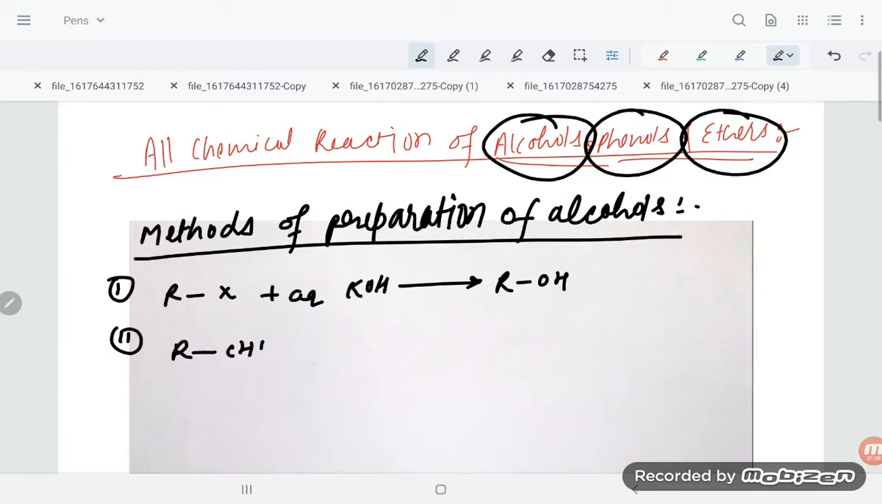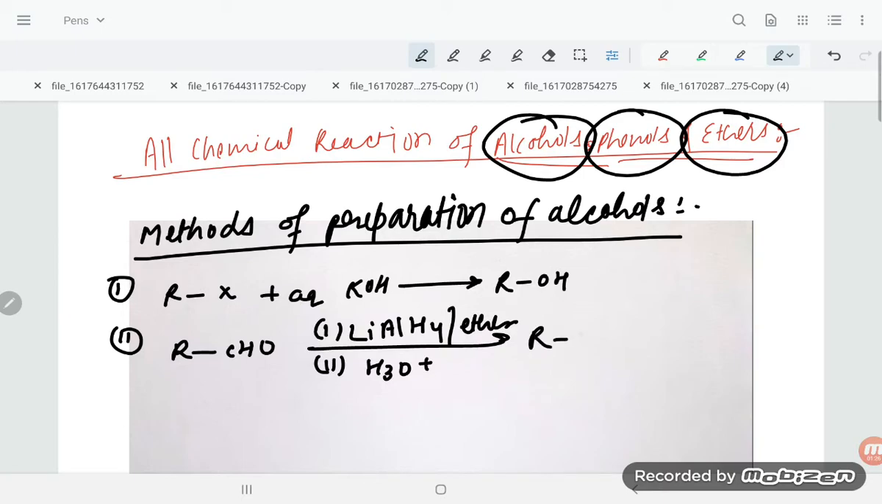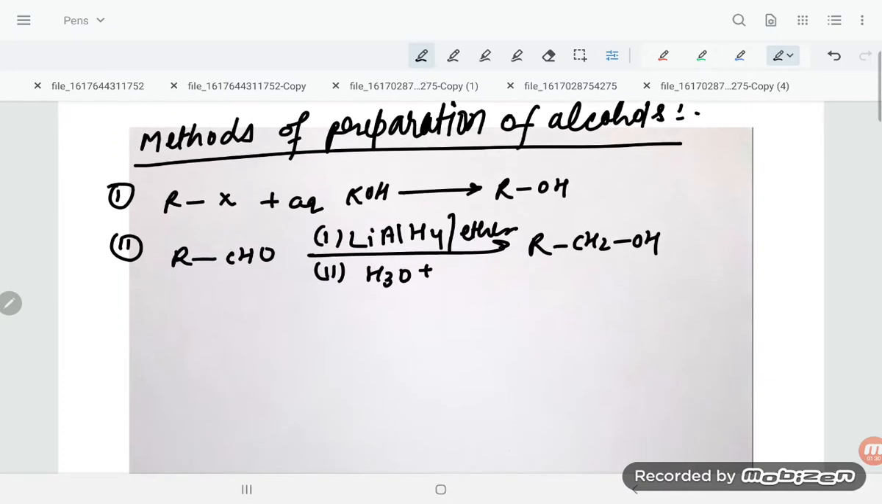Suppose you have RCHO and you take the normal reducing agent lithium aluminum hydride, LiAlH4, in ether solution, followed by H3O+, hydronium ion. It will give RCH2OH. This is the alcohol.